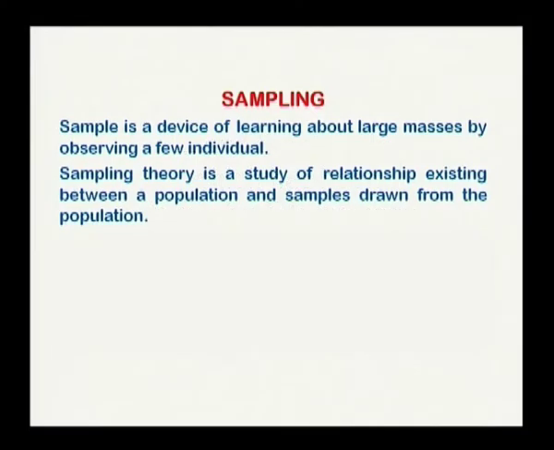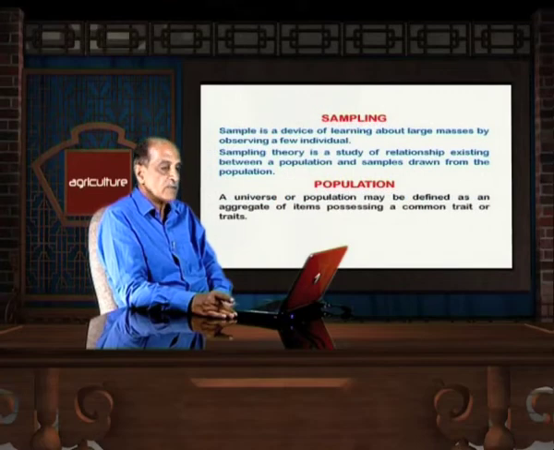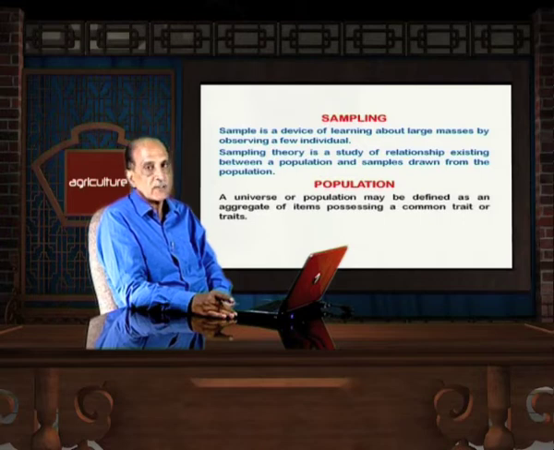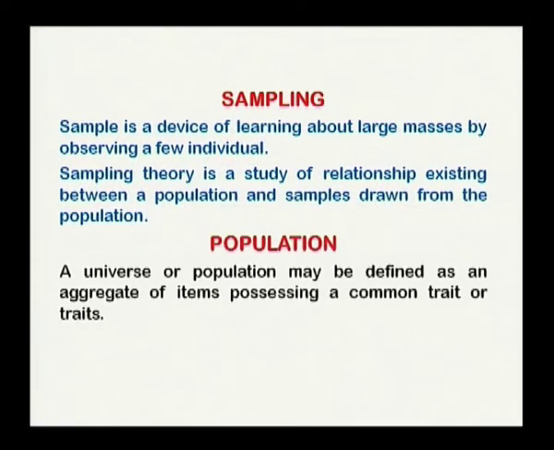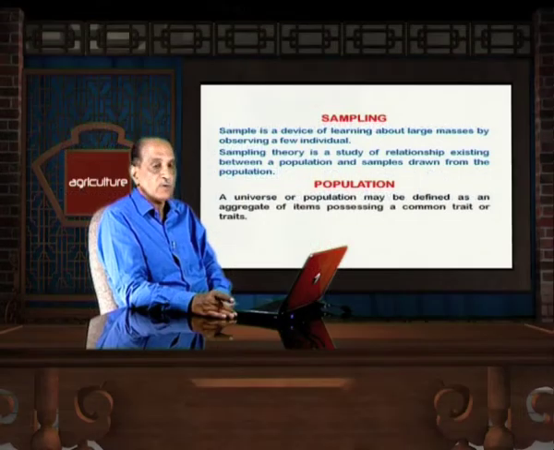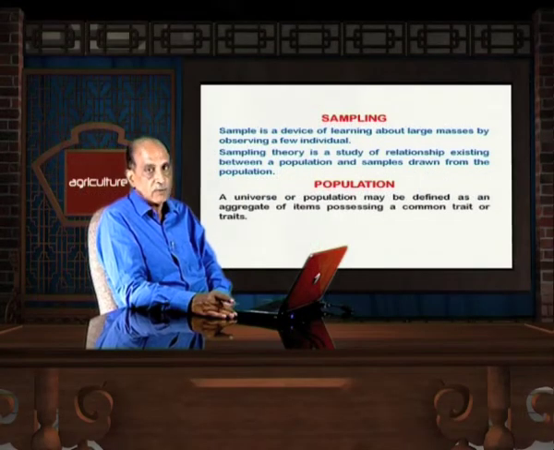Now, sampling theory is a study of relationship existing between a population and samples drawn from the populations. Now, whenever samples have been taken, then we have to have the intense study of the sampling so as to establish the relationship between sampling and population. Now, we should know what is population. A universe or population may be defined as an aggregate of items possessing a common trait or traits. Now, whenever we have to take the samples, then these samples are taken from the population or universe. Nowadays, it is better that we should use the word universe in place of the population.